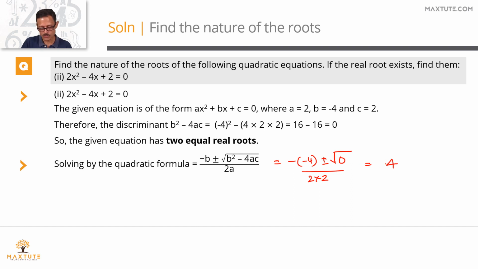Minus of minus 4 is a plus 4, 0 added and subtracted, no difference, 4 by 4 is equal to 1. So the two roots are equal because the discriminant is 0. What is the value of the root? The value of the roots is equal to 1.